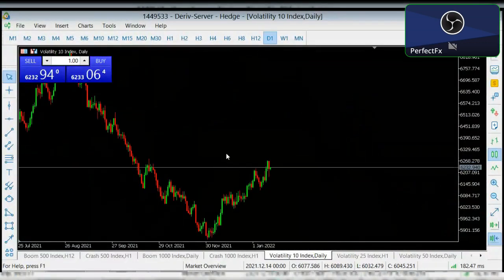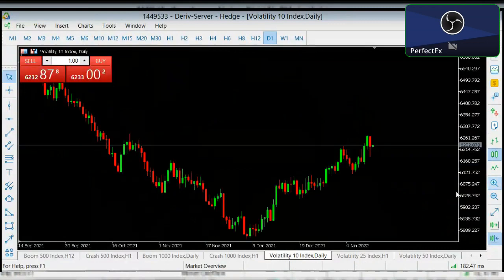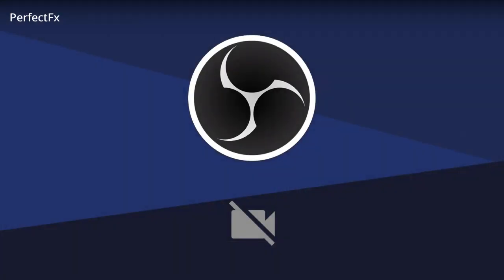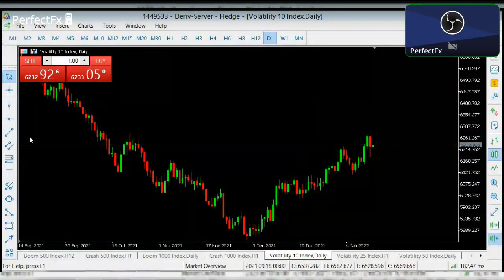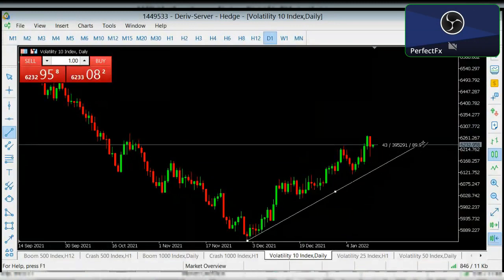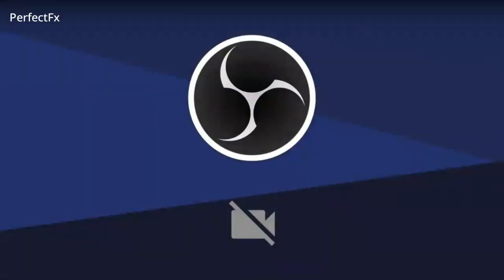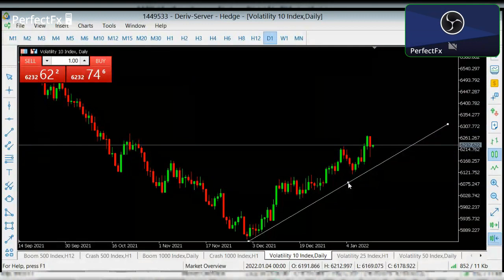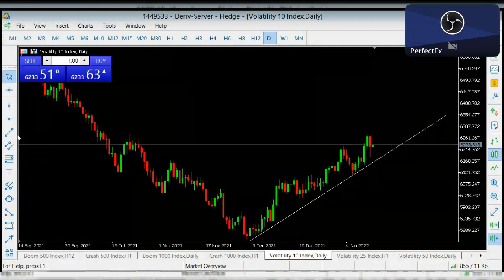As I said, what you would want to be looking out for is identifying the trend on the daily time frame. If it is an upward move, an upward trend, or a downward trend, identify the trend on the daily time frame. So what you do majorly is use a trend line to identify the trend on the daily time frame.